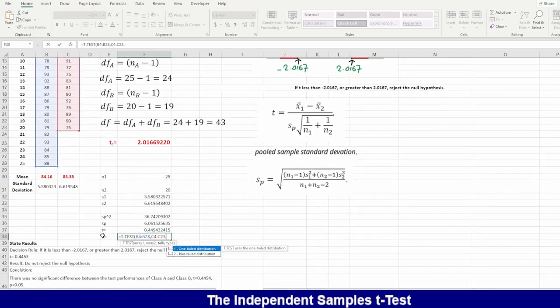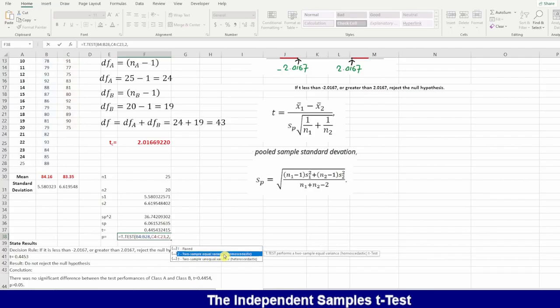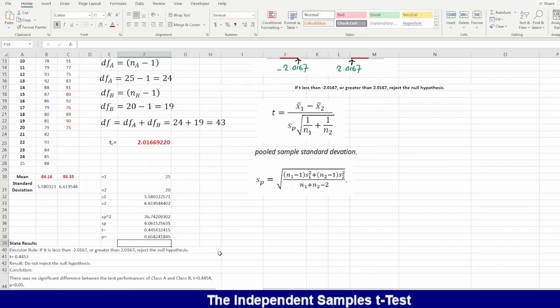Okay, comma. It's asking whether it is one tail or two tails. It's two tails. I will click on this one. And here, what type? The type here is two-sample equal variance, and the probability is 0.6.